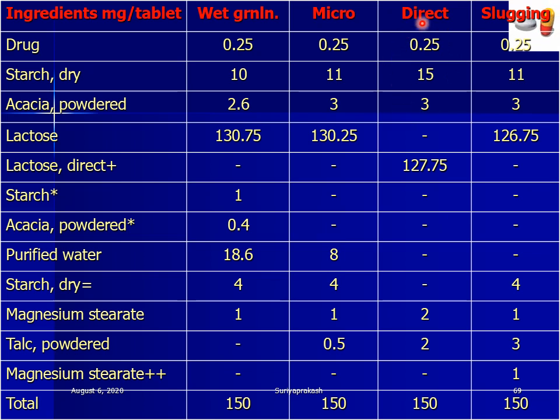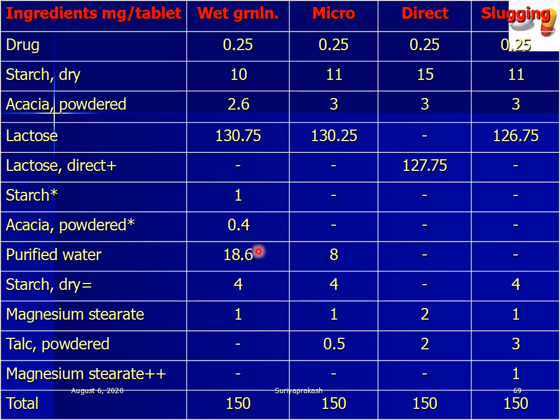Direct compression: these three are mixed together, no lactose. I mean, spray dried lactose is used. These four are taken, right? And after adding these two, they are directly compressed into tablets. There is no granulating stage here. And in slugging, once again these four are added, compressed, and then slugs are prepared. These slugs are passed through a mesh. After passing through the mesh, you add the powders: dry starch, magnesium stearate, right? All these you are going to add and make it up to 150 milligram, right?